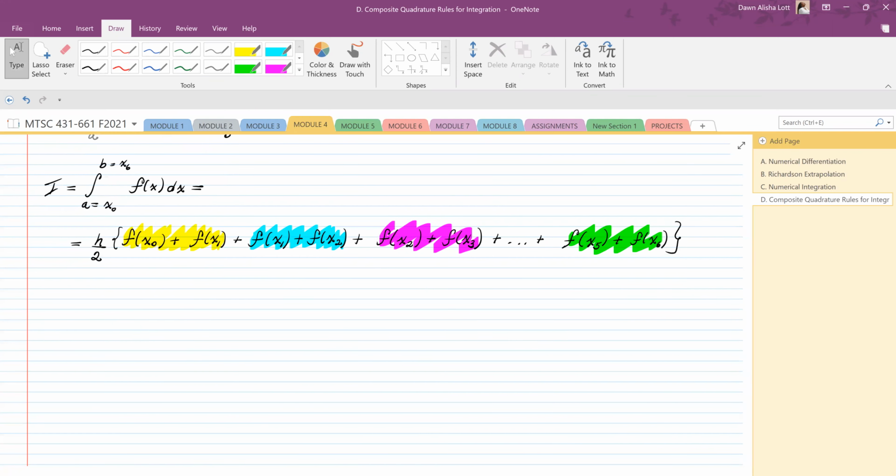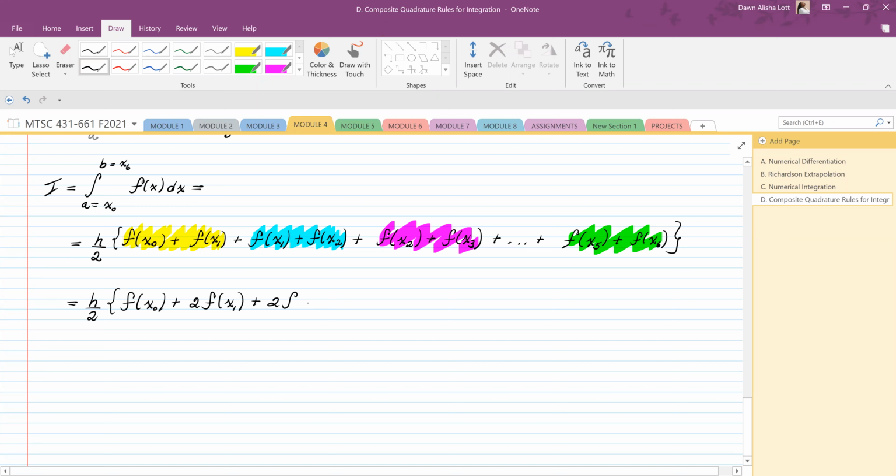So now, if I look at this, this turns out to be h over 2, f at x naught plus 2 times f at x1 plus 2 times f at x2, all the way up to 2 times f at x5 plus f at x6.